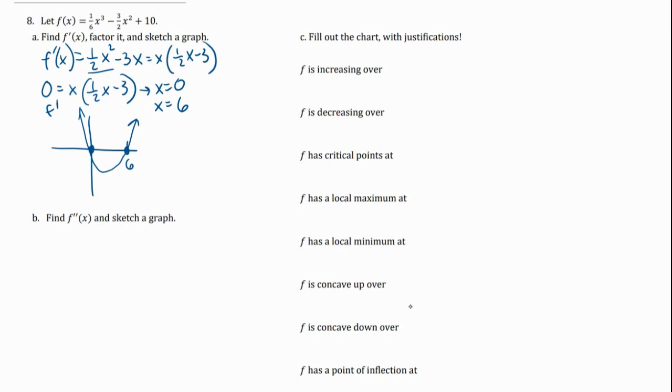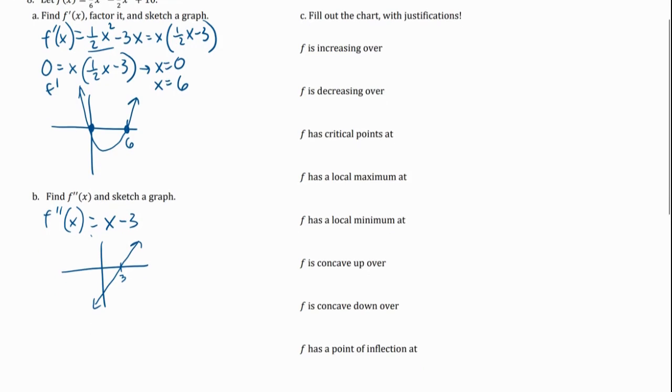And then f double prime. That is going to be 2 times 1/2 is just 1, so 1x minus 3. And then this is just a line. It crosses the x-axis at x equals 3. It has a positive slope, so it looks like this for f double prime.